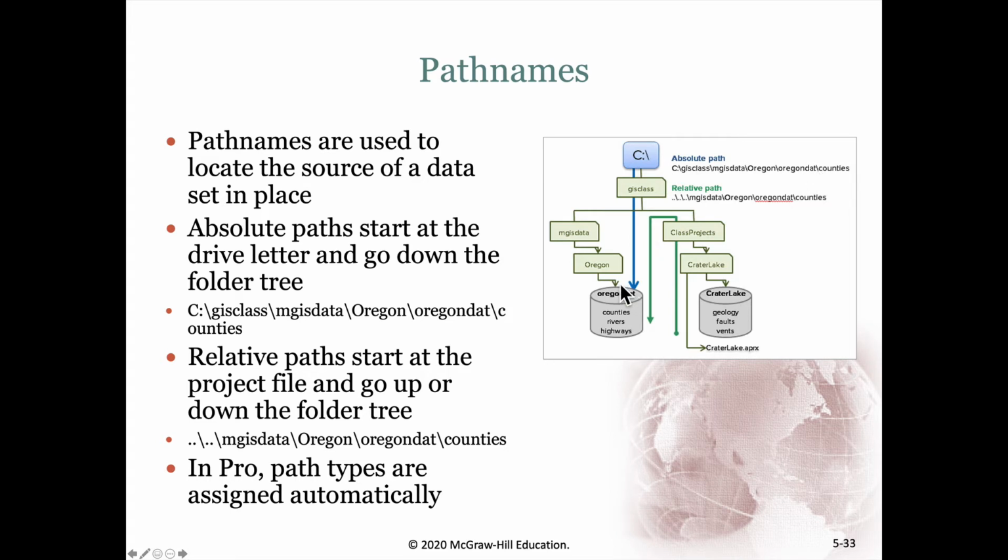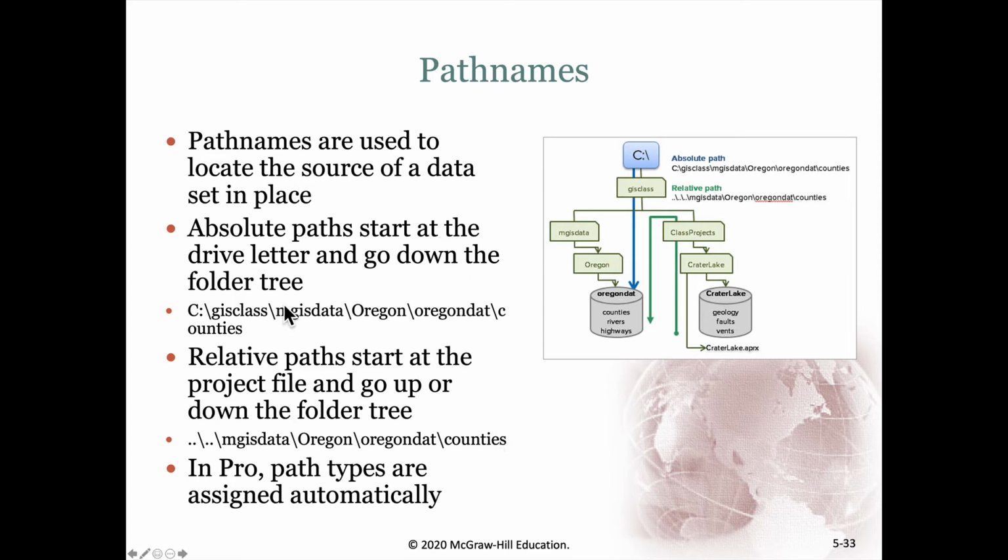But another thing you can consider is, if you're working in MGIS data, you can store a relative path name. That means in MGIS data, go into that folder you're in, and then go under Oregon, and then go under Oregon DAT, and that's where you'll find counties. So one strategy is to store your data in the same place where you have the file that you're using for making the map. And that's something we'll talk more about.